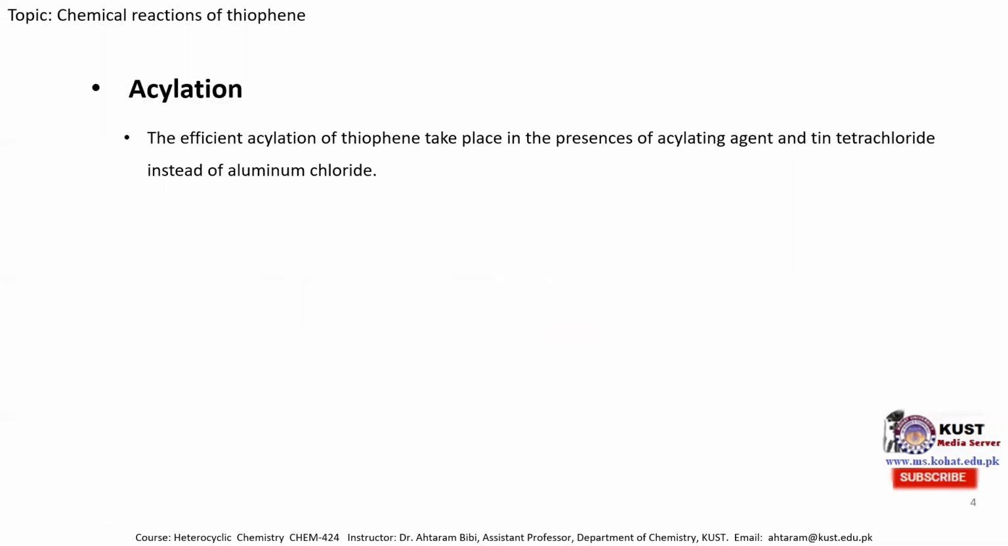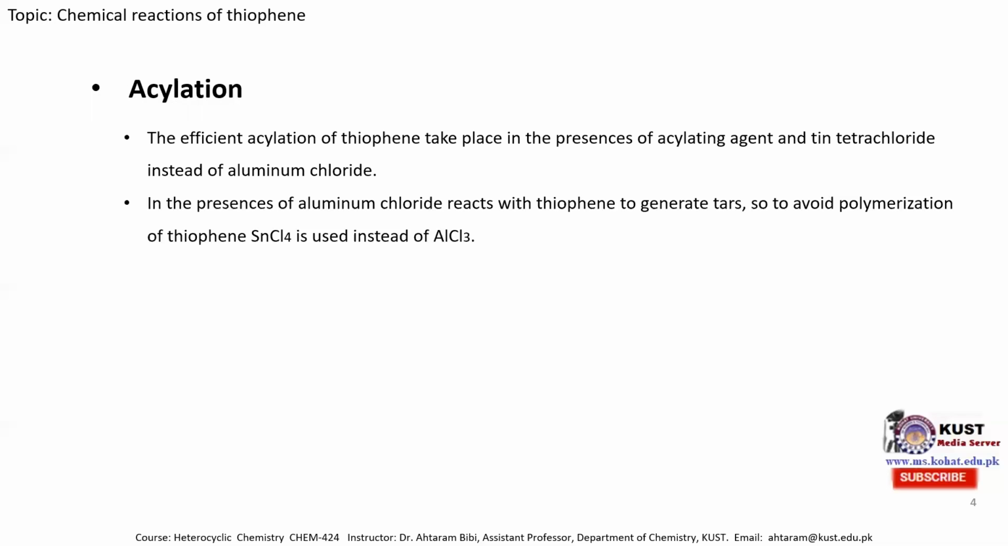The efficient acylation of thiophene takes place in the presence of an acylating agent, which is an acyl chloride or acetic anhydride, and tin tetrachloride instead of aluminum chloride. Tin tetrachloride is a suitable reagent used as a catalyst instead of the Lewis acid aluminum trichloride, because in the presence of aluminum chloride, thiophene generates tars. Polymerization takes place. So to avoid polymerization of thiophene, tin tetrachloride is used instead of aluminum trichloride.